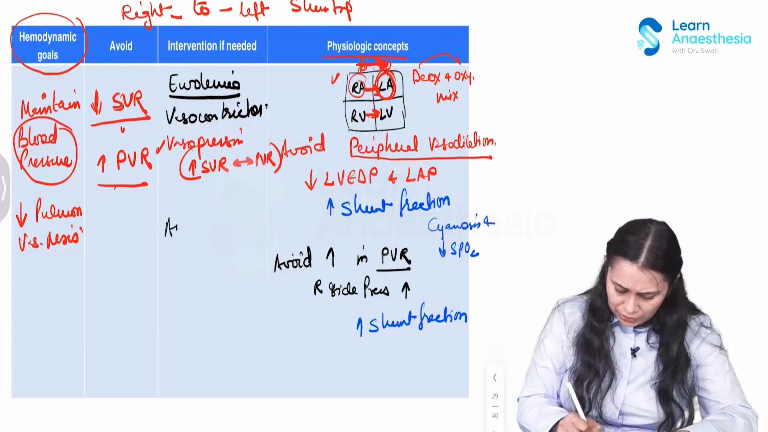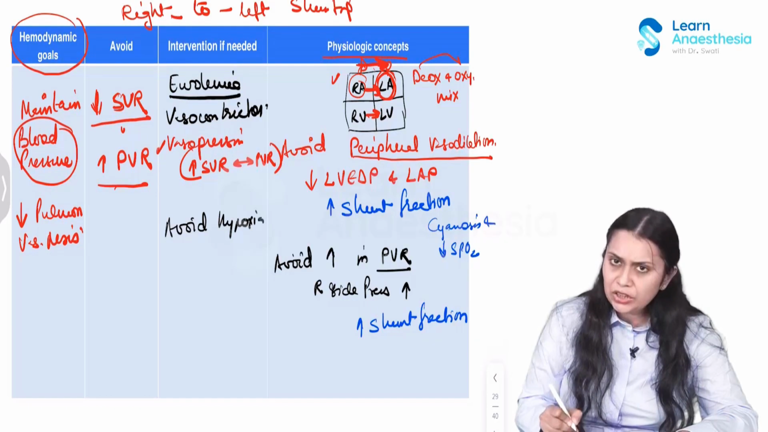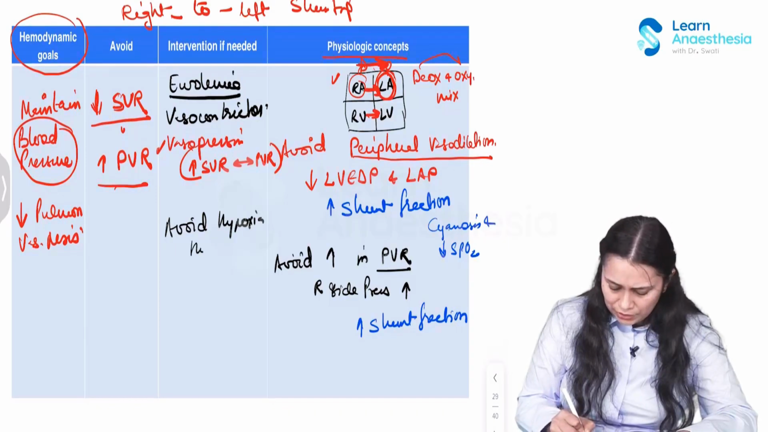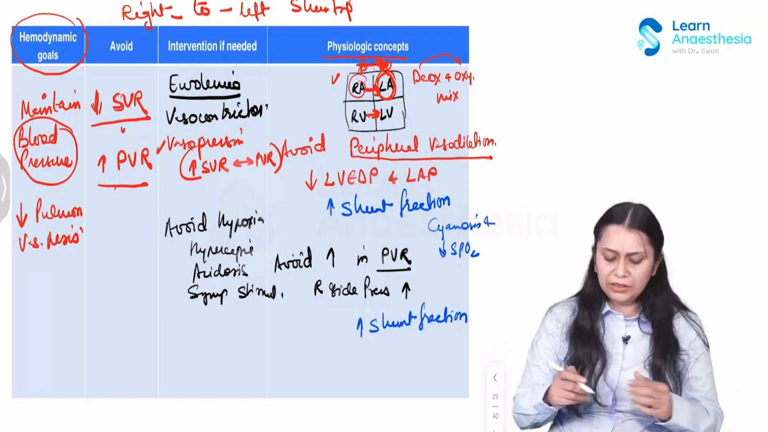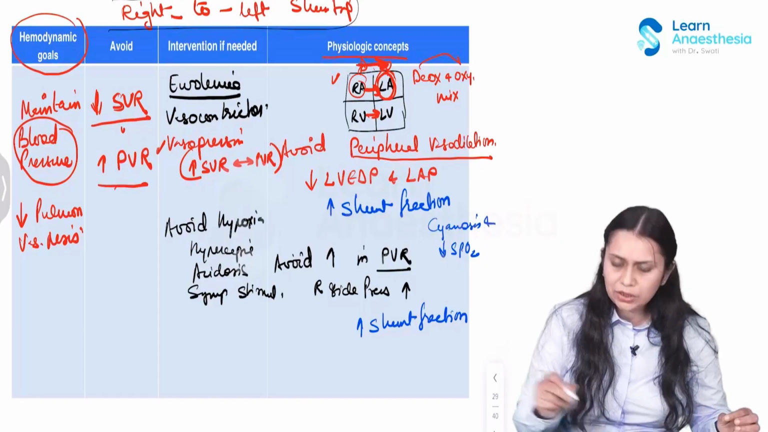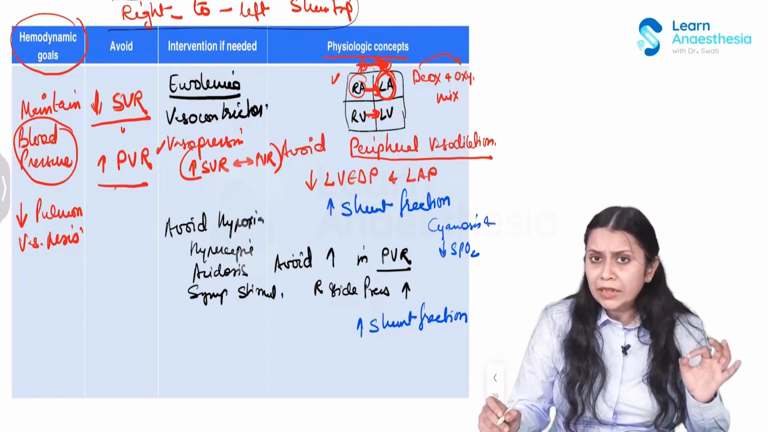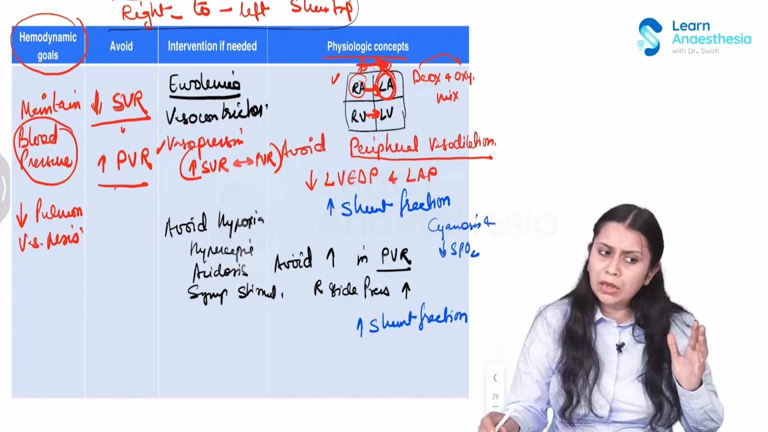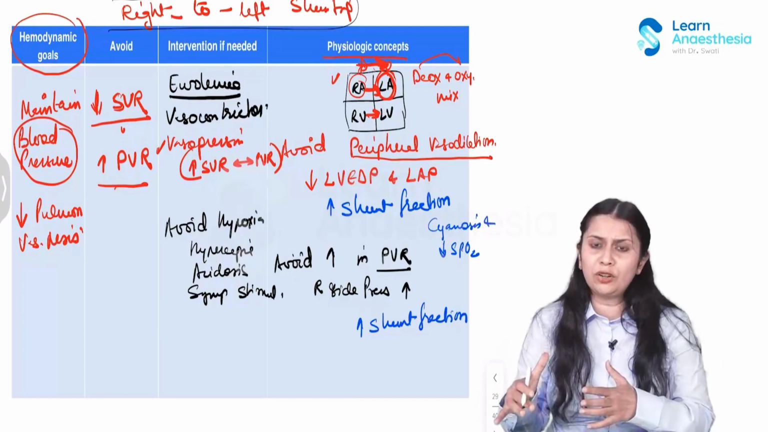So avoid hypoxia. So ventilation should be properly managed. Avoid hypercapnia, acidosis and sympathetic stimulation. Okay. Now what else do we need to take care of in these patients? So we have to maintain the systemic pressures. So when we have to maintain the systemic blood pressure of the patient, we need to keep a very good watch on the blood pressure of the patient.